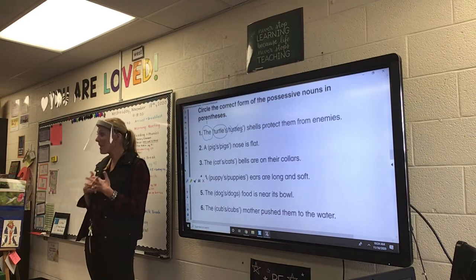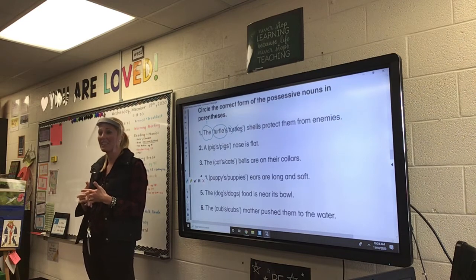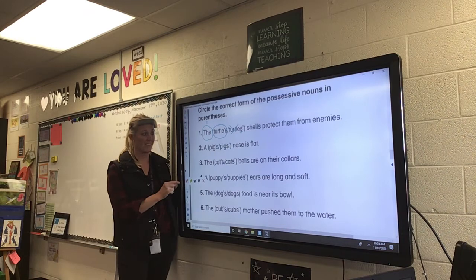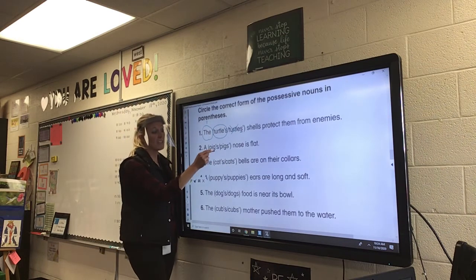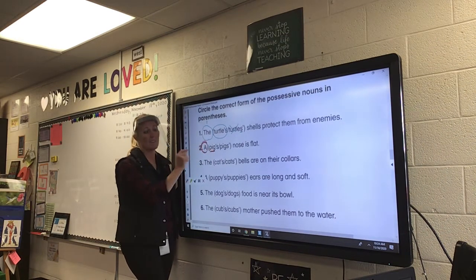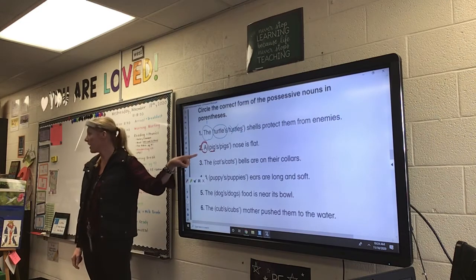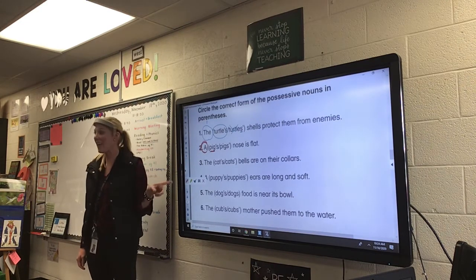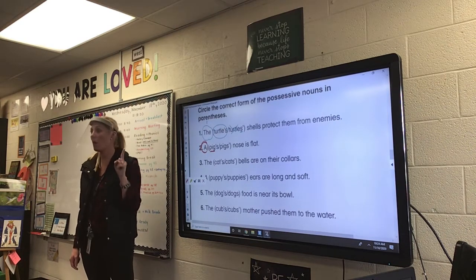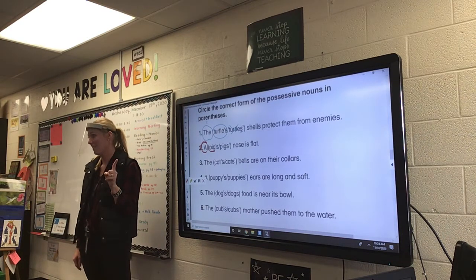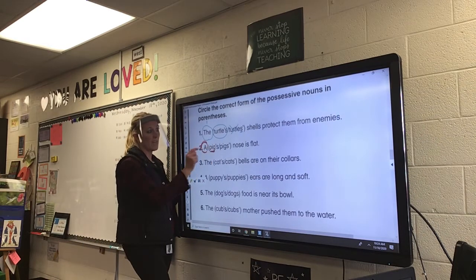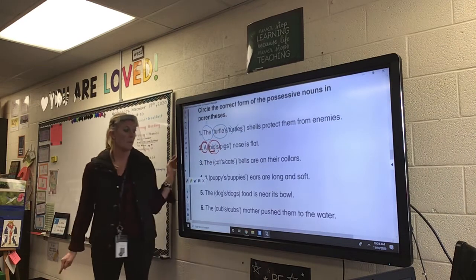How many pigs am I talking about? One. How do you know that? Because the apostrophe then is S. Yeah. What is the word in front of it? A pig. So we're talking about one pig again. So we have to have pig with apostrophe S. So again, it's the first one. This one means that there's more than one.